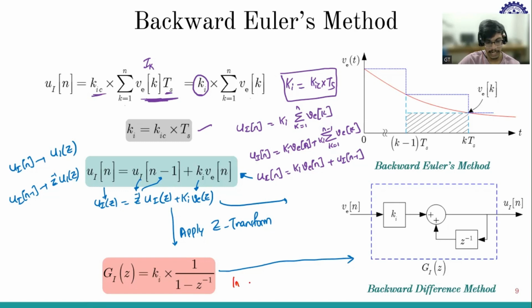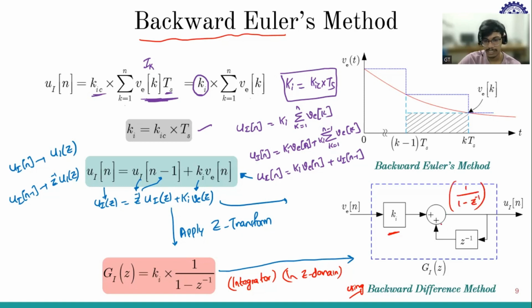We have considered the integrator, so the integrator transfer function in Z domain using the backward difference method. First we are considering the backward Euler's method, or backward difference method. So I got K_i into 1 by 1 minus z inverse. K_i I have put here, and I have considered a positive loop because 1 by 1 minus means positive loop. So 1 by 1 minus z inverse is just the representation in block diagram. This you can do, it is easy. So this is all about backward difference.